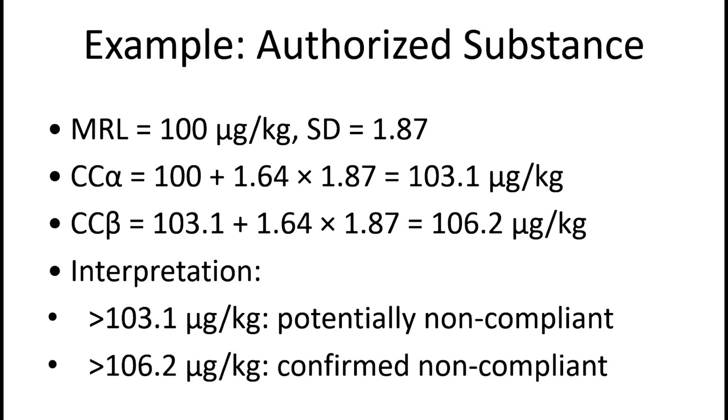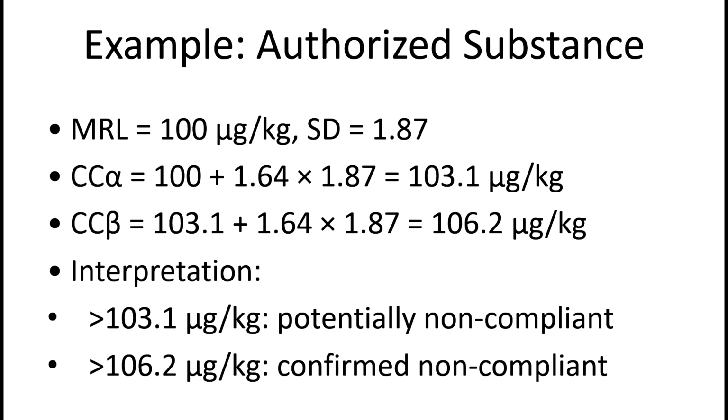You will spike 20 samples at this level of concentration, 100 microgram per kilogram. You will calculate the standard deviation, and CCalpha equals the maximum residue limit plus 1.64 multiplied by the standard deviation you already calculated. This is the concentration that will be spiked. CCalpha will be spiked for also 20 samples. Then you will calculate with the same equation, and you will get 106.2 microgram per kilogram. At this level of certainty you will accept or reject your sample, and you can say that you are 95% confident that the sample is non-compliant.